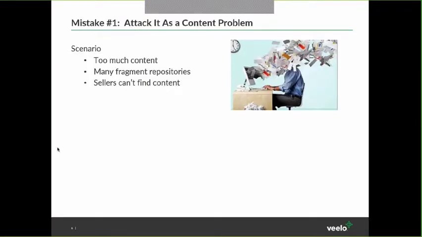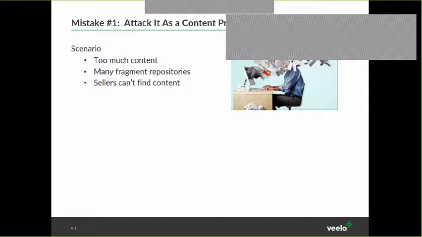Okay, five mistakes that we often see. First is, hey, I have a sales enablement problem, I'm going to attack it as a content problem. I know about a third of my content is used, 2/3 is not.